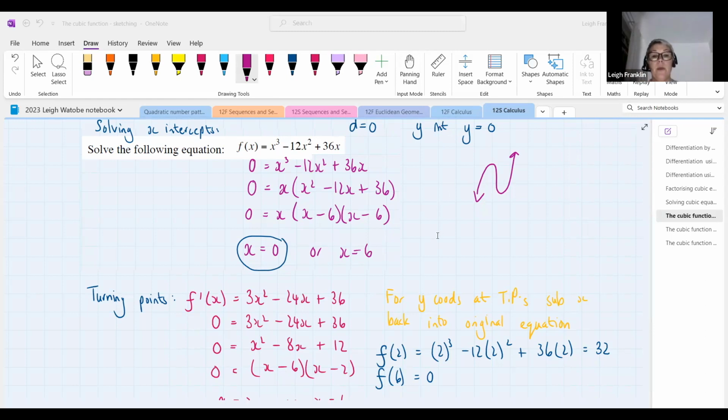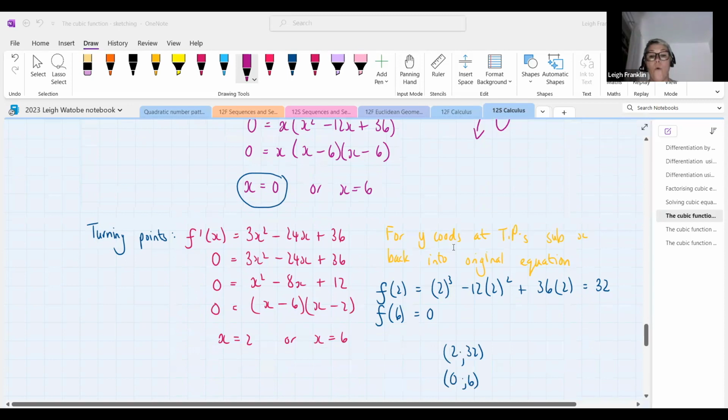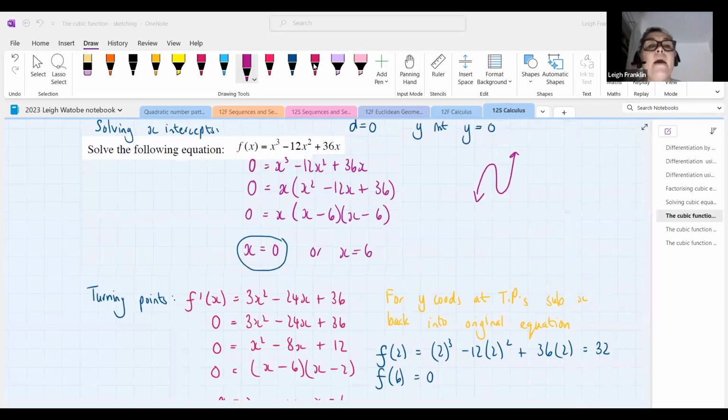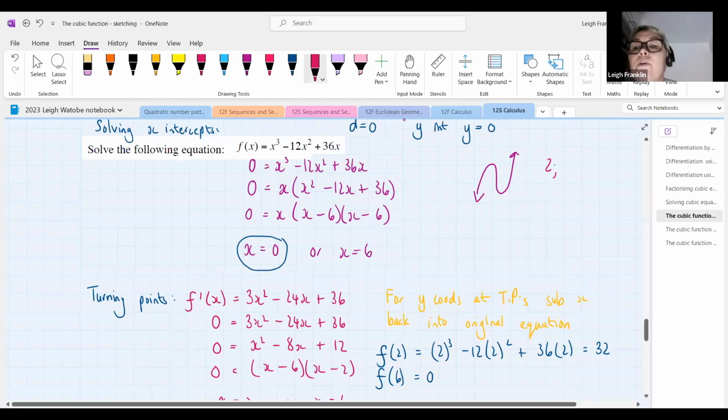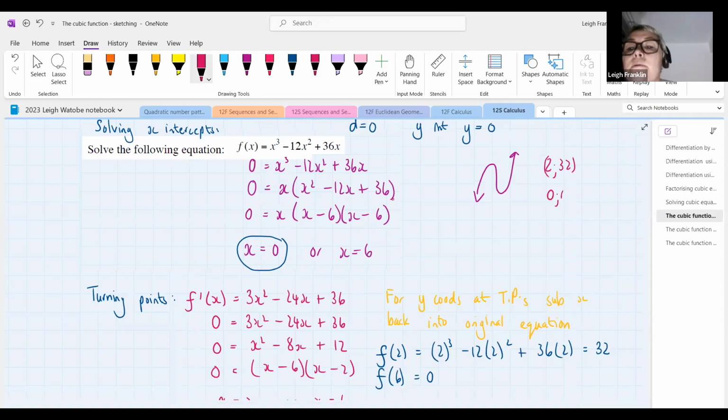So if we now have to decide whether these points are local maximums or local minimums, we've got (2; 32) and (6; 0). Let's do (6; 0) first. Is it going to be a maximum or a minimum? Is it a local maximum or a local minimum?